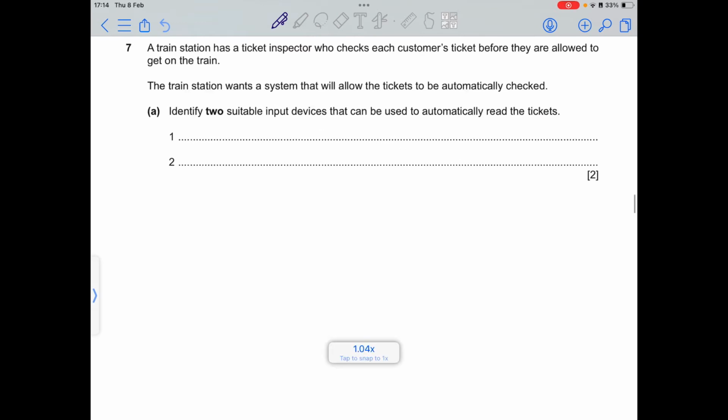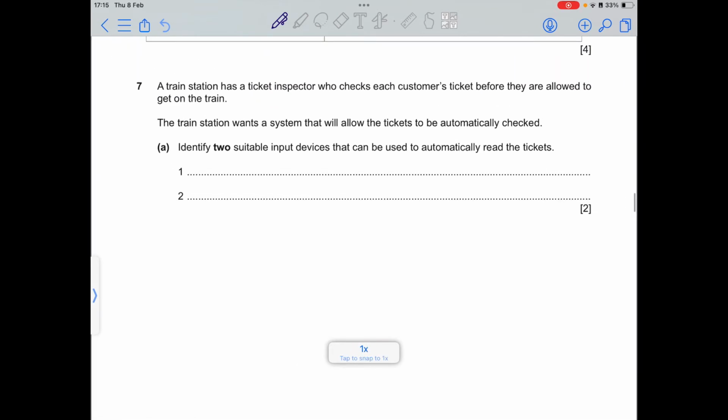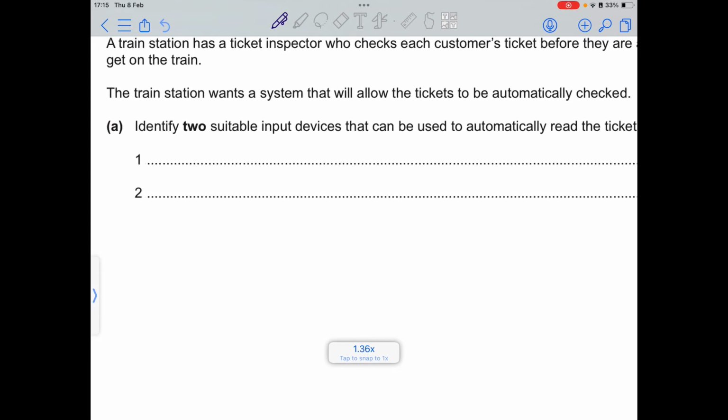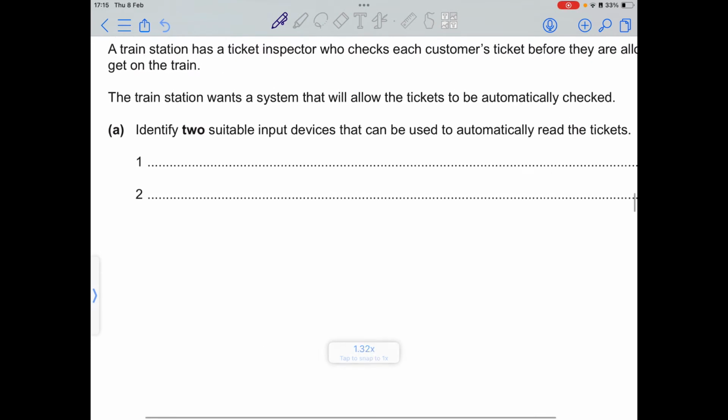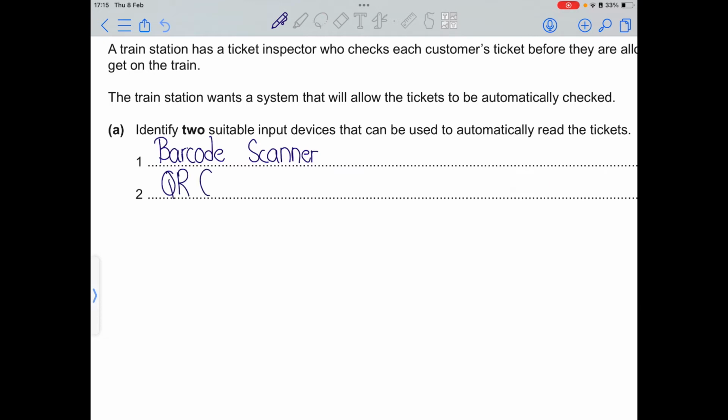Question number 7. A train ticket has a ticket inspector who checks each customer's ticket before they're allowed to get on the train. Now, they wanted a system that allows the tickets to be automatically checked. Which 2 input devices can be used? It's simple. You can say a barcode scanner, because the tickets can either use a barcode or QR codes. So a barcode scanner as well as a QR code scanner.